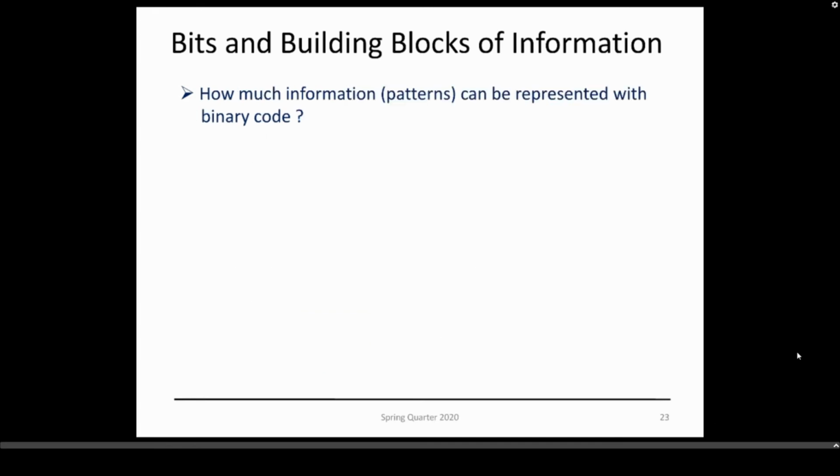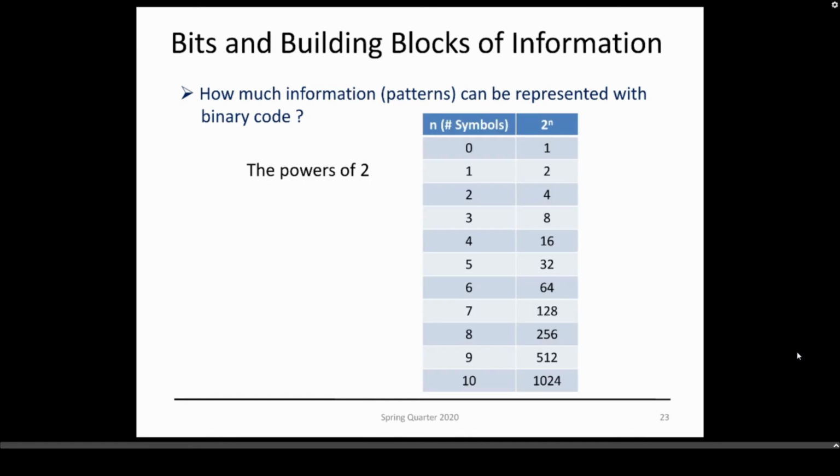How much information or patterns can be represented with binary code? The answer relies on using the powers of 2, and we're going to use this table a lot, where at your left you have the number of symbols, and if you do 2 to the power of the number of symbols, you get how many patterns or combinations you can have.